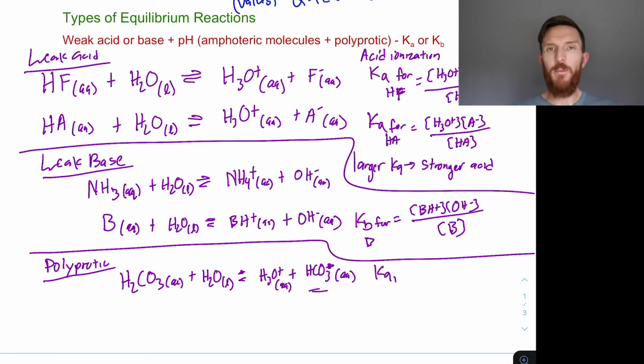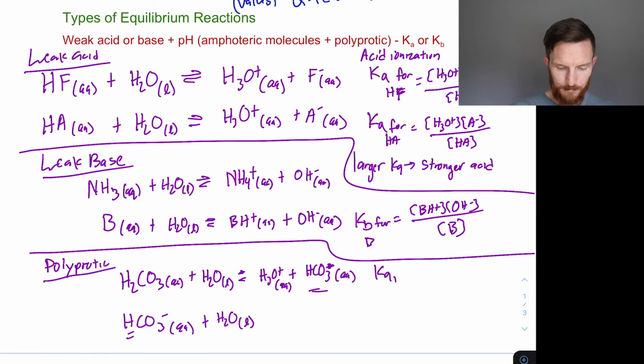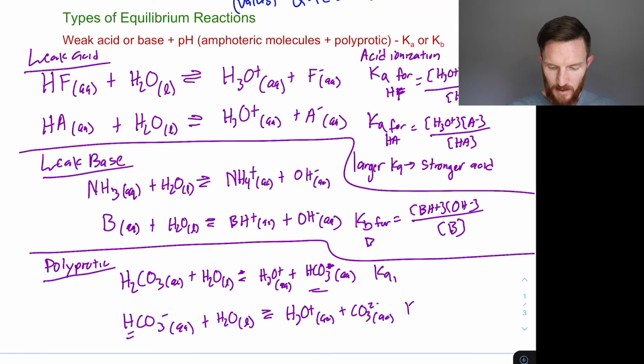And then we now have that bicarbonate ion that has the ability to donate another acidic proton to give us the carbonate ion. And we could call that Ka2. So that would be the second proton that it would donate, the second acid ionization constant. So we have these two relationships for that polyprotic acid.